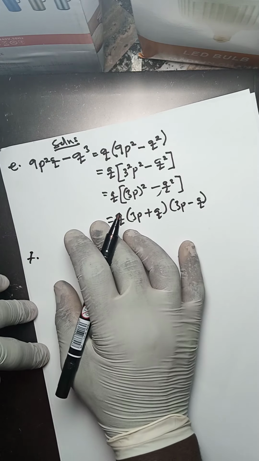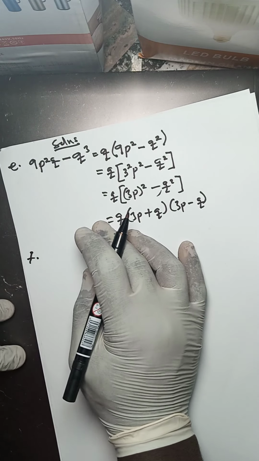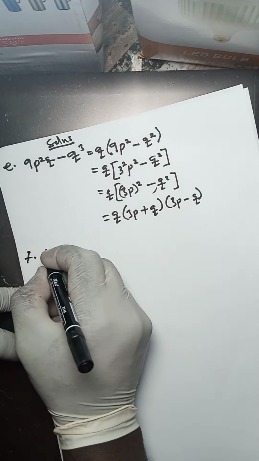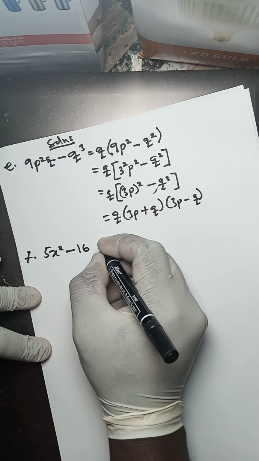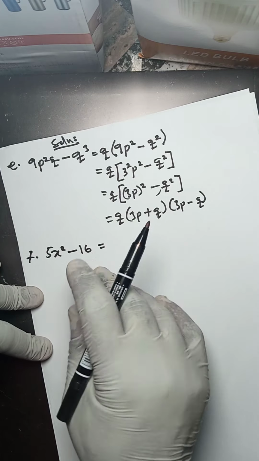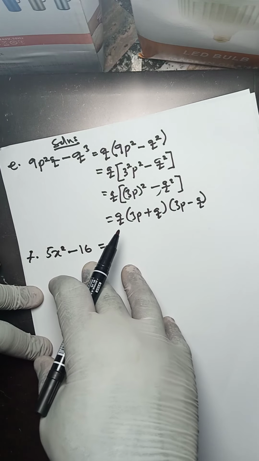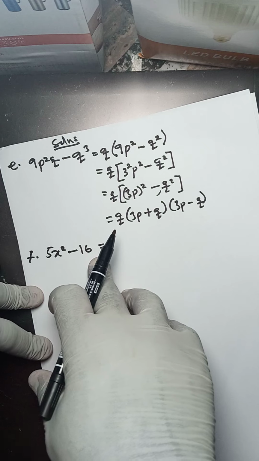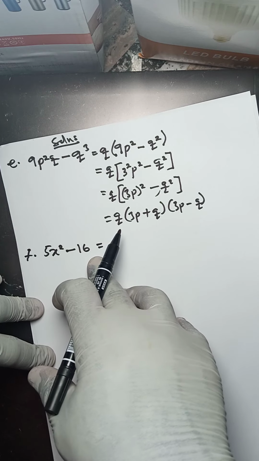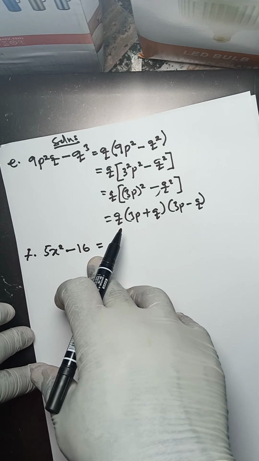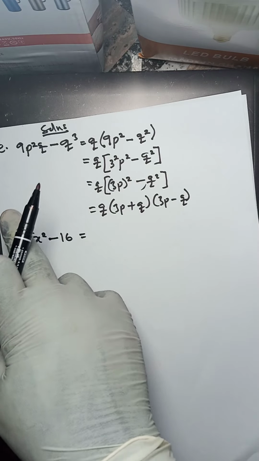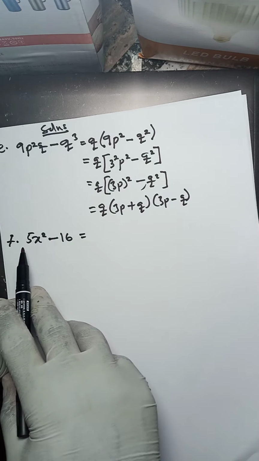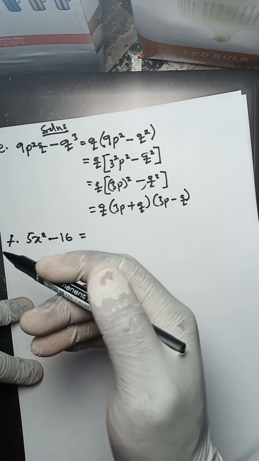All right, so our next one will be F. And for F, we have 5x squared minus 16. So we go through and see if we get any common factor out. If you go through, you can see that we don't have any common factor, so we can proceed with our difference of two squares. With this one, we can't convert the 5 to power 2. We can't break it down to power 2.